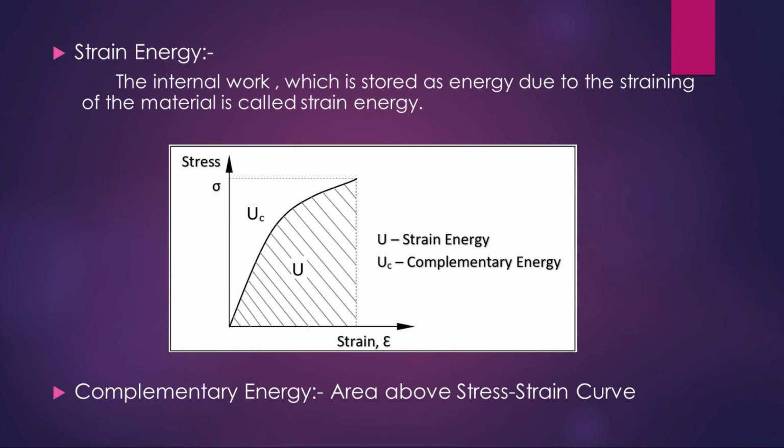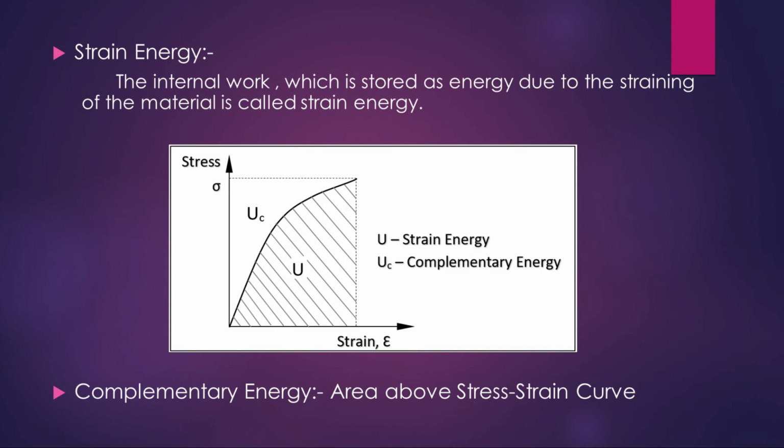U denotes strain energy and UC denotes complementary energy. The area below the stress-strain curve of any material gives strain energy and the area above the stress-strain curve gives complementary energy. Strain energy and complementary energy will always exist in a structure when it undergoes straining.